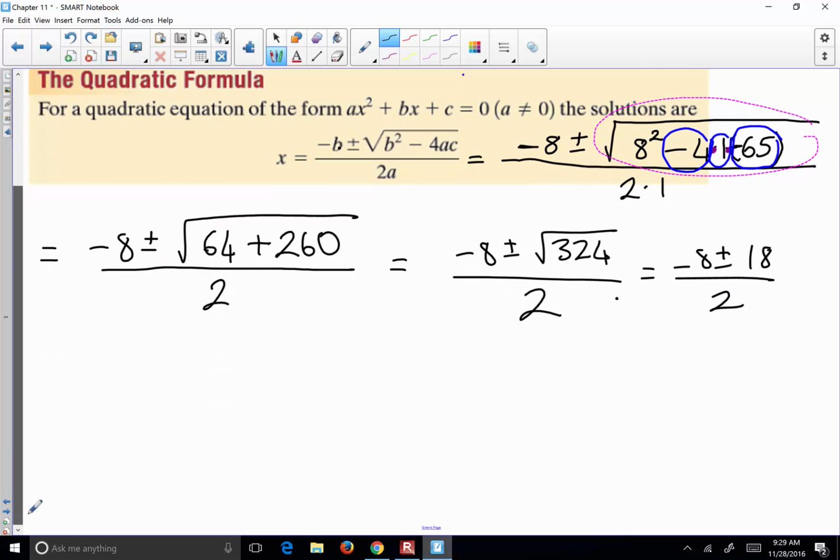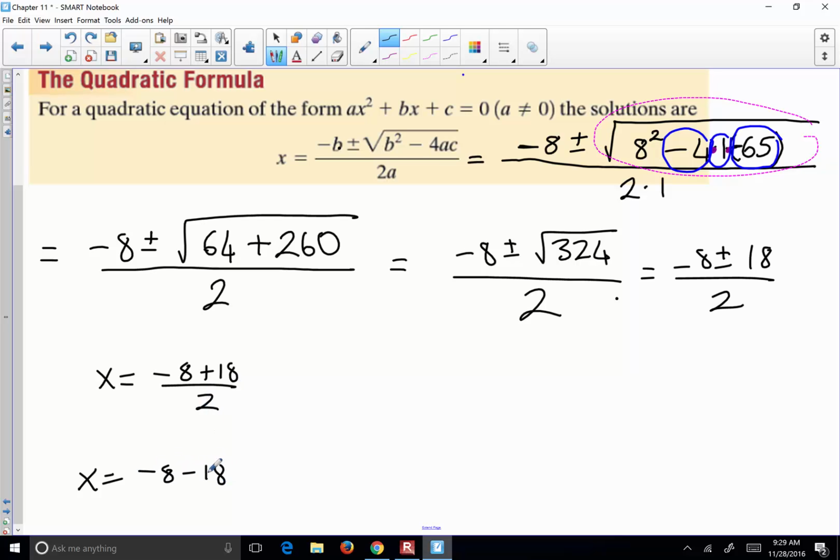Alright, at this stage, now you have one number on the left, one number on the right. You're done with the square root. You are going to split your answer into 2 cases because there are 2 options here, positive or negative. So you will first write one option on the top and the second one on the bottom. I go with the positive option first and the negative option second.